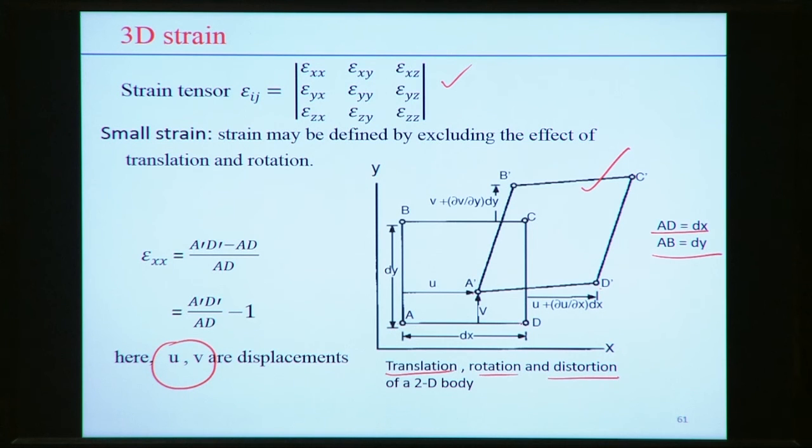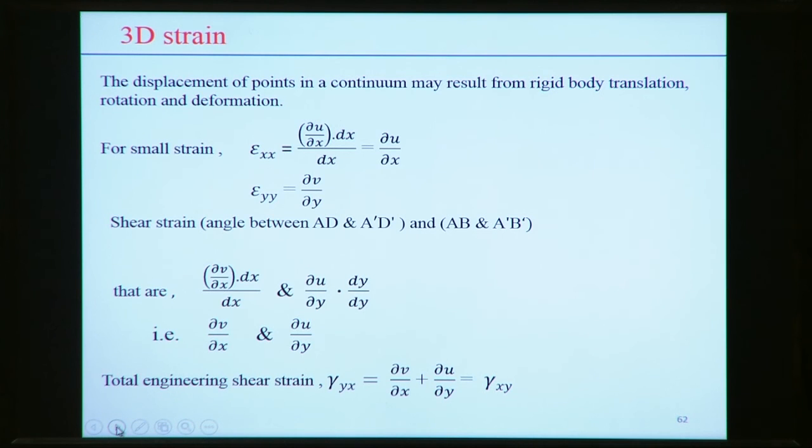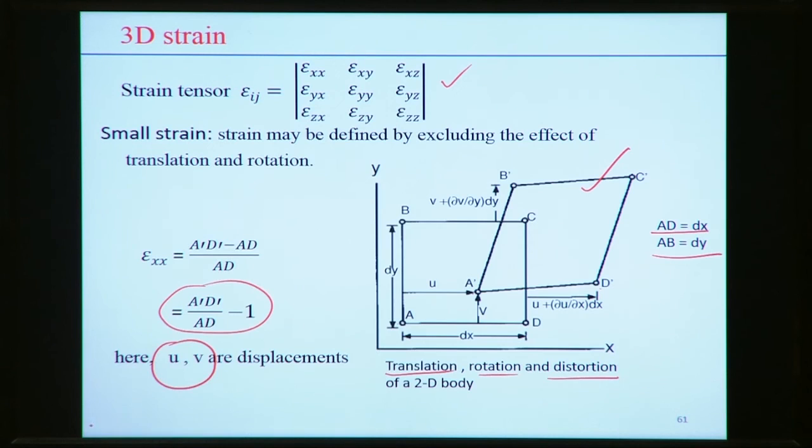minus initial value AD with respect to the original AD. So this is the expression of the strain in this case. Now the displacement of points in continuum may result from the rigid body translation, rotation and deformation, that is in actual case, but when you try to focus on the small strain tensor, then we can estimate the difference A dot D dot minus AD in terms of dou u by dou x with respect to dx.